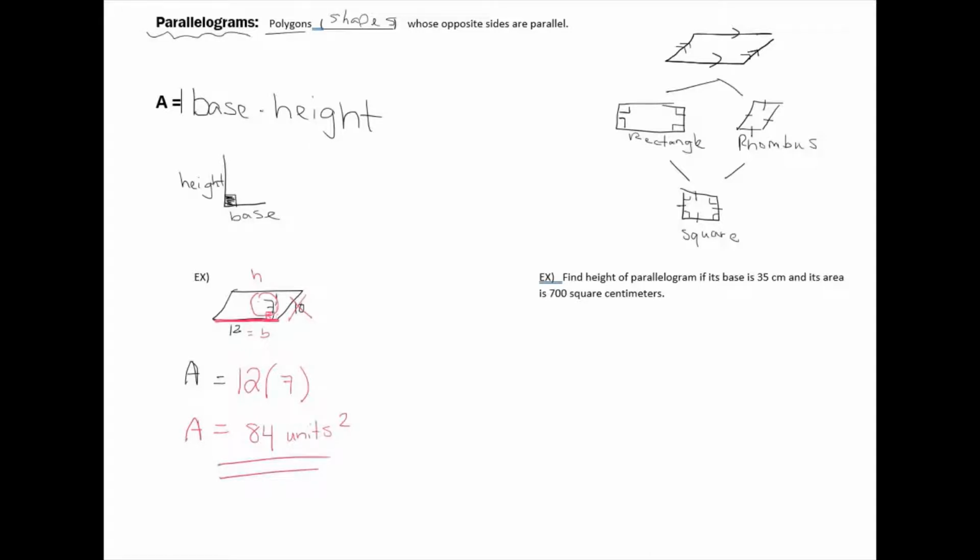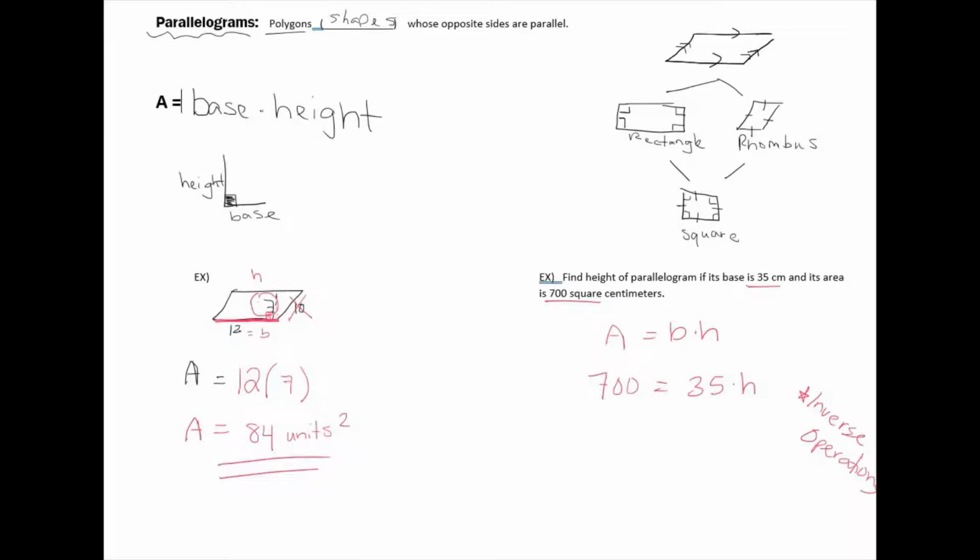Find the height of a parallelogram if its base is 35 centimeters and its area is 700 square centimeters. Remember, area is equal to the base times the height. So plug in what you know. I know that the area, 700, is equal to my base of 35 multiplied by the height. Now, in order to solve this equation, remember your inverse operations. Inverse operations. So that is the opposite operations.